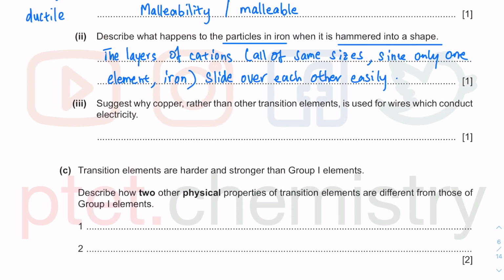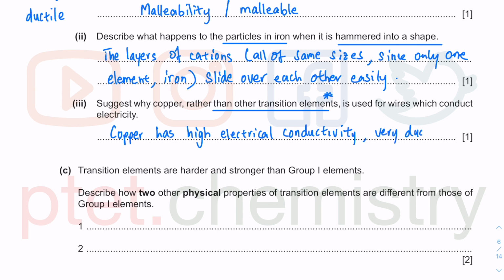Now suggest why copper rather than other transition elements is used for wires which conduct electricity. So why don't we use any other transition elements? Suggest why. Well, we can think about copper has high electrical conductivity, and we can also think about other properties as well. So it is very ductile, for instance, as compared to other metals, which made it really useful to be used for electrical wiring.